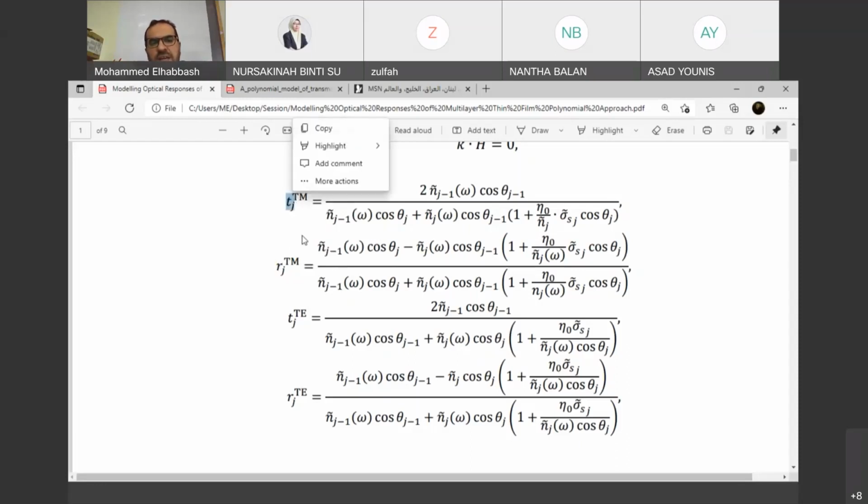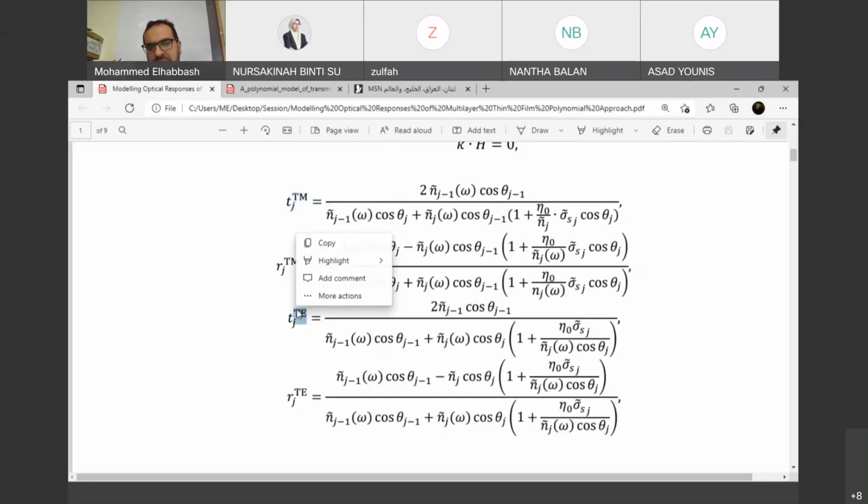We have here TM and TE, and we will talk about it because there are p-polarized light and S-polarized. The p-polarized is the magnetic polarized light, and the TE is for if the light is electrical polarized, also called S-polarized. Maybe here we can talk about the parameters.